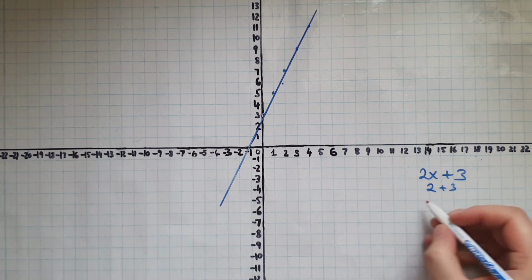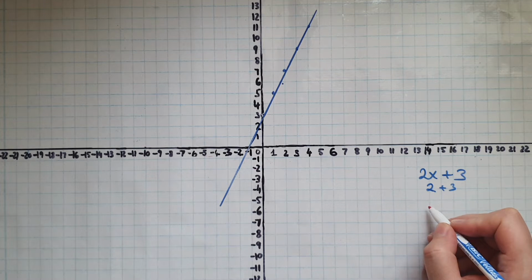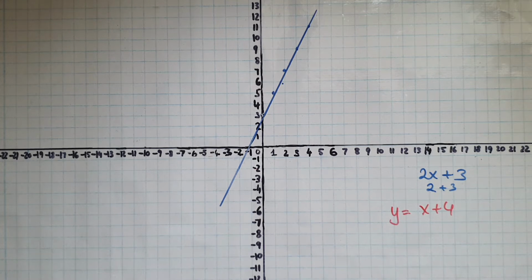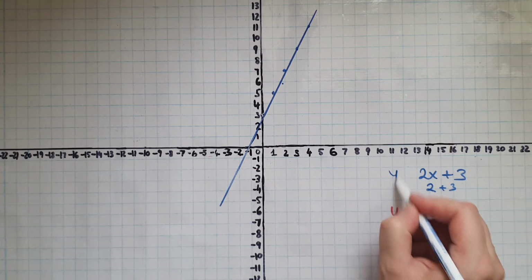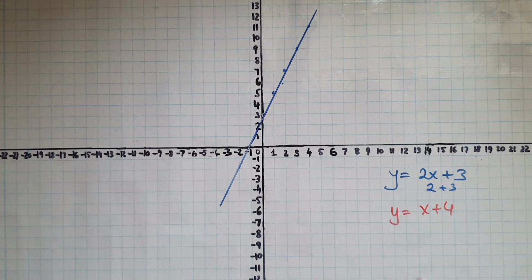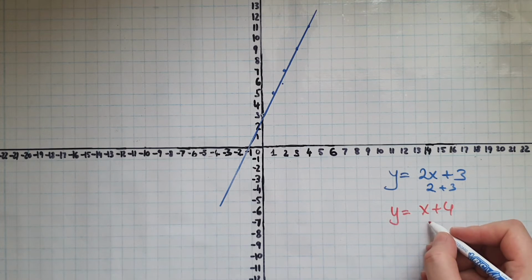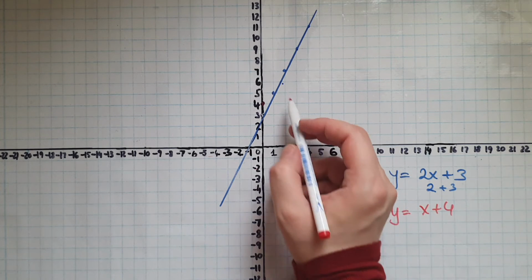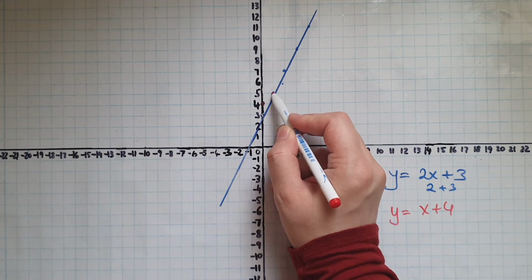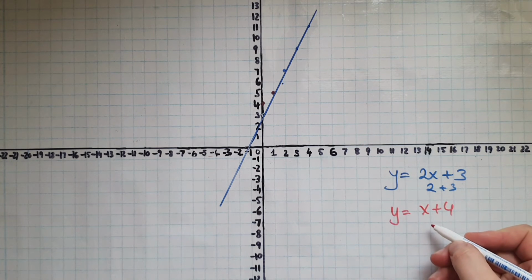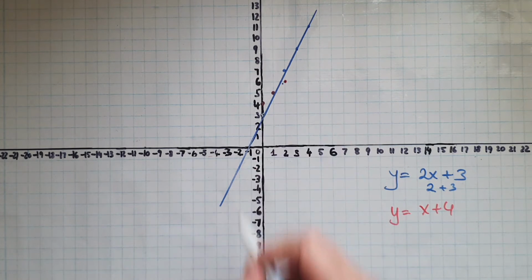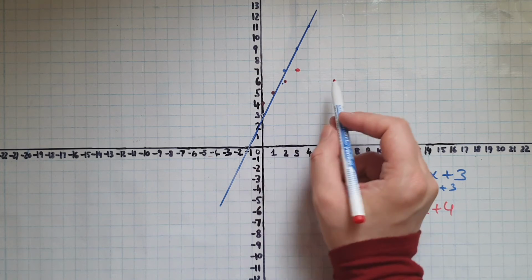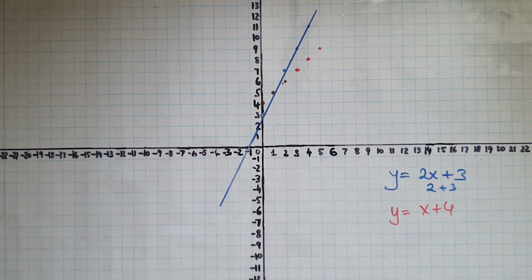Now, the other linear equation is x plus 4. So y equals x plus 4. So when x is 0, y is going to be 4. When x is 1, y is going to be 5. When x is 2, y is going to be 6. When x is 3, y is going to be 7, and so on.